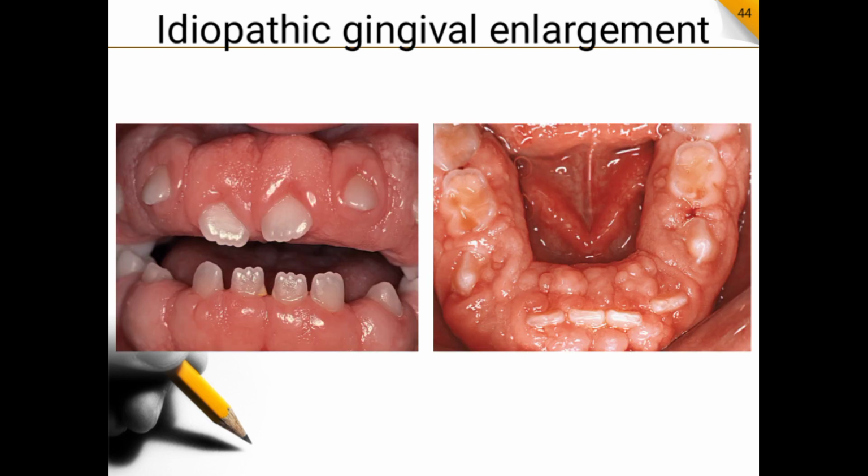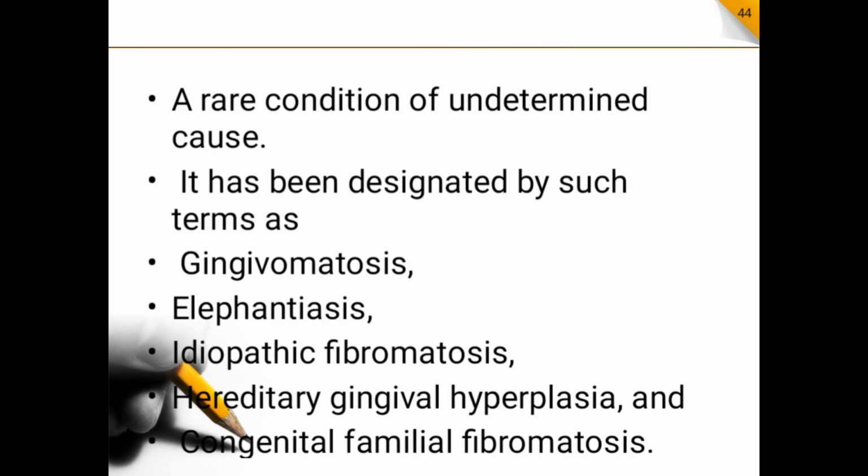Okay, this is idiopathic gingival enlargement. Basically, we have a rare condition of undetermined cause, and it has been designated by terms like gingivomatosis, elephantiasis, idiopathic fibromatosis, and hereditary gingival hyperplasia. And then we also have congenital familial fibromatosis.